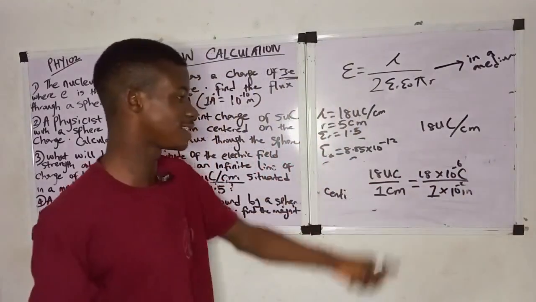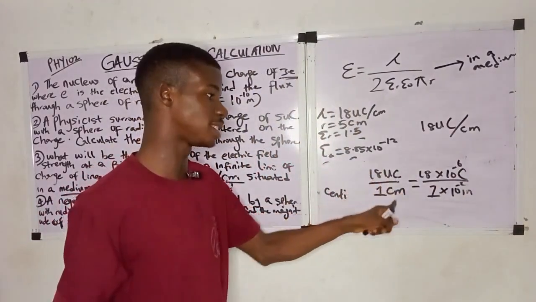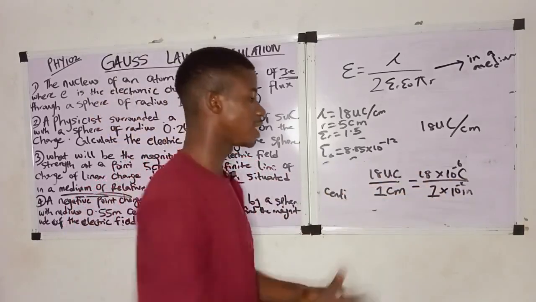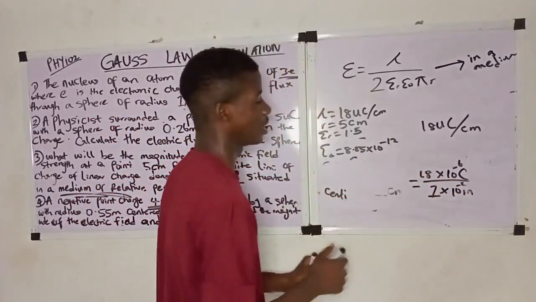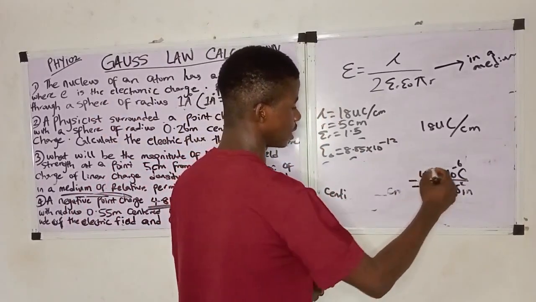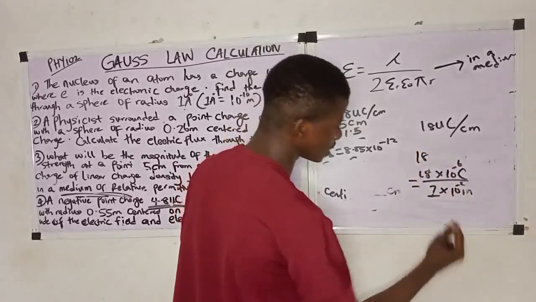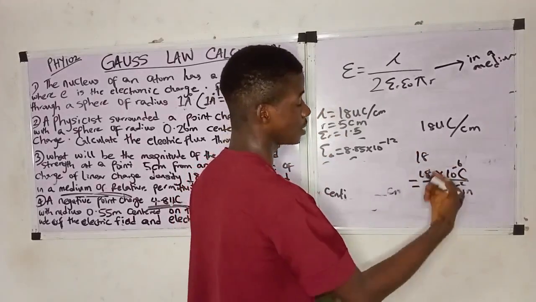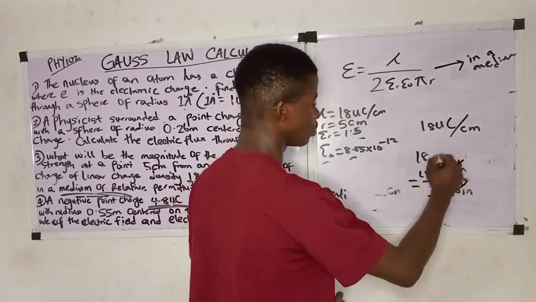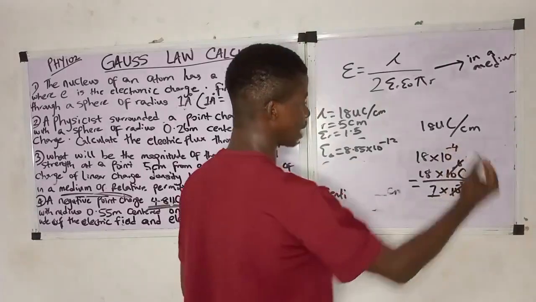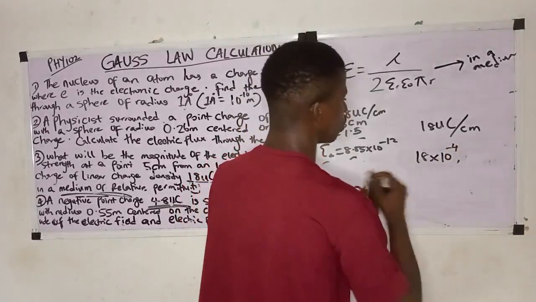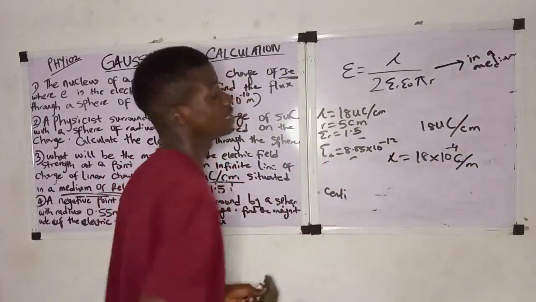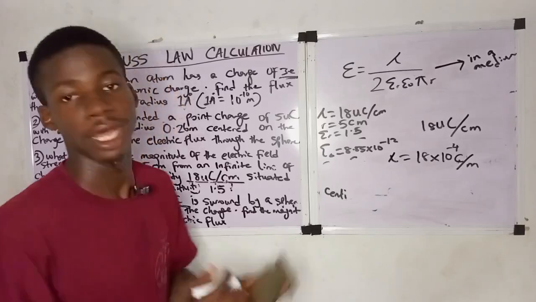So we have converted from microcoulomb per centimeter to just coulomb per meter. Let's simplify further. 18 divided by 1 still gives us 18. 10 raised to minus 6 divided by 10 raised to minus 2 leaves us with 10 raised to minus 4 coulomb per meter. Therefore, our linear charge density is 18 times 10 raised to minus 4 coulomb per meter.